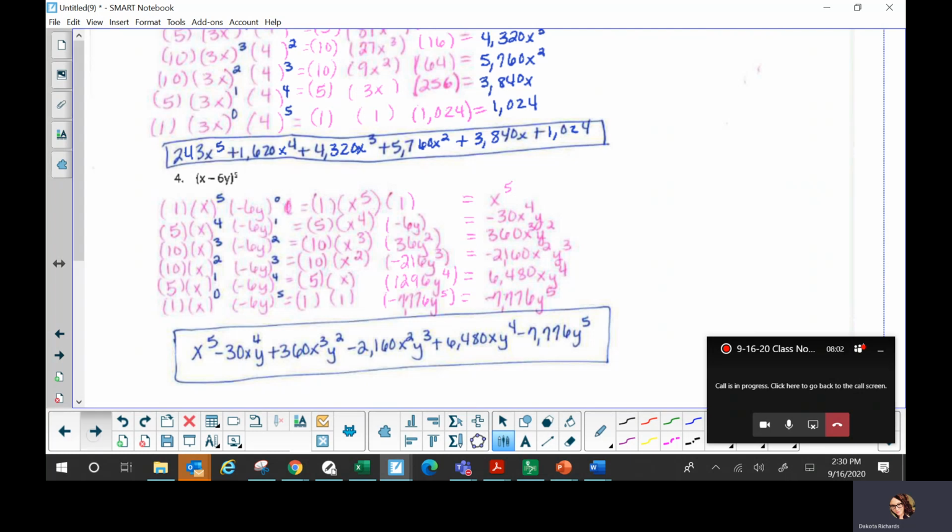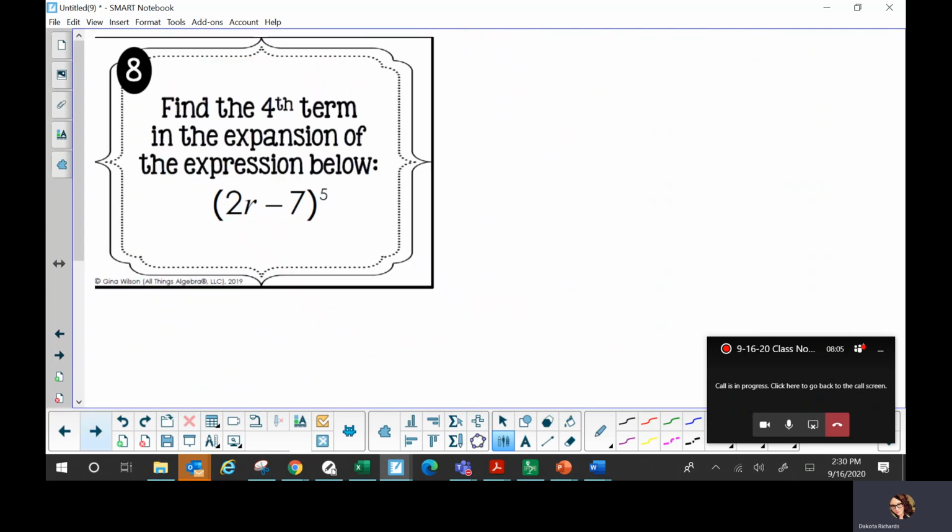So I might ask you a question like this and you haven't seen this before. It says, find the 4th term in the expansion of the expression below. So you would do everything like normal. If we are expanding to the 5th power, what row do you look at? 5th row, which is here. So those numbers are 1, 5, 10, 10, 5, 1. And what term are you trying to find? The 4th term. So that's the only one you have to do.